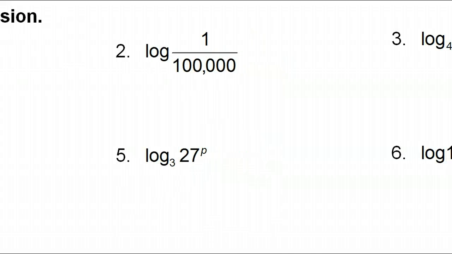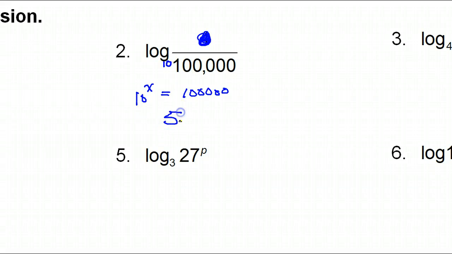Number 2. Now, there are many ways to do this problem, but no matter how you do it, it helps to understand that there's an invisible base 10 right here. Now, one way I taught you to do it was to ignore this 1 for a moment and go ahead and ask yourself the question. 10 to the what power is equal to 100,000. Count the zeros. 1, 2, 3, 4, 5. That's 10 to the 5th power. So you should be thinking at this point 5.